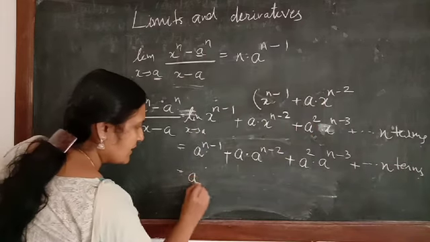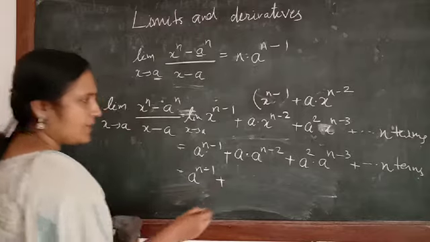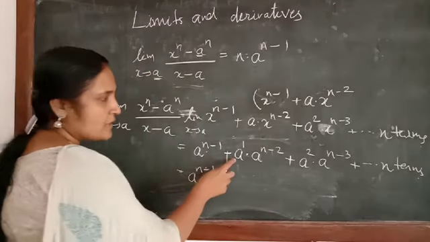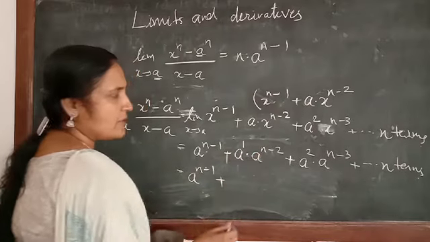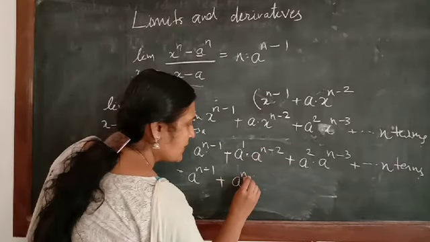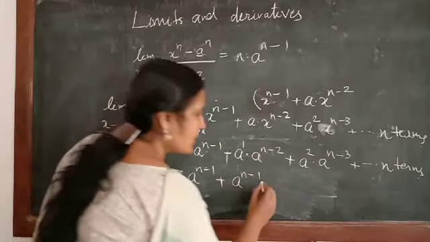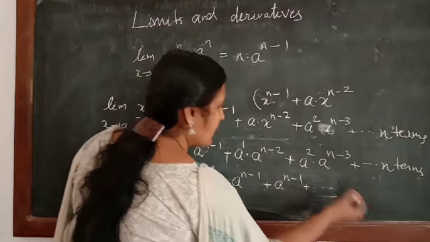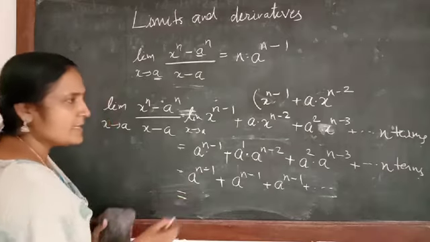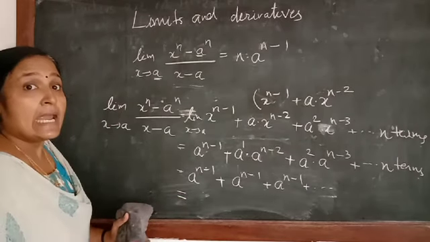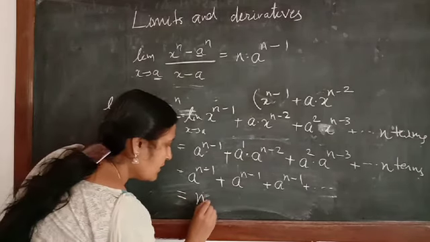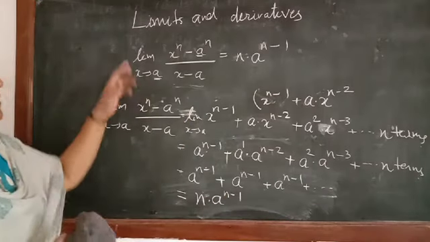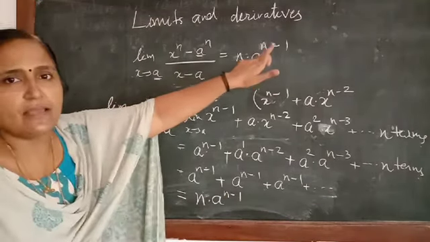So here we are getting a raised to n minus 1 plus a, if nothing is there means its power is 1. So a raised to 1 into a raised to n minus 2 will be equal to a raised to n minus 1. Here also we are getting a raised to n minus 1 in this way. How many times are we adding a raised to n minus 1? N times. So it will be equal to n into a raised to n minus 1. So that is the formula which we wrote here.